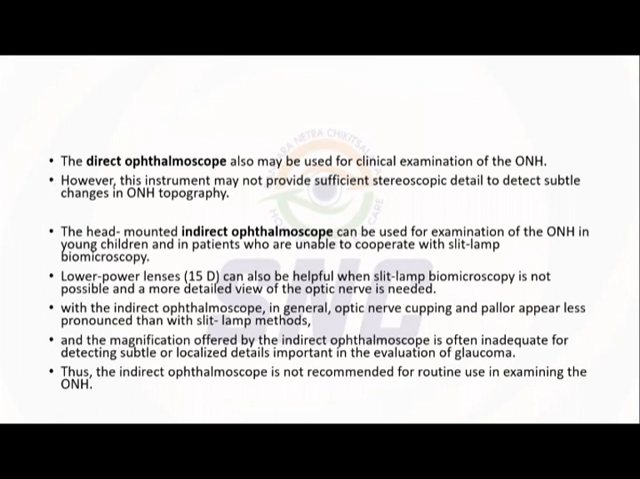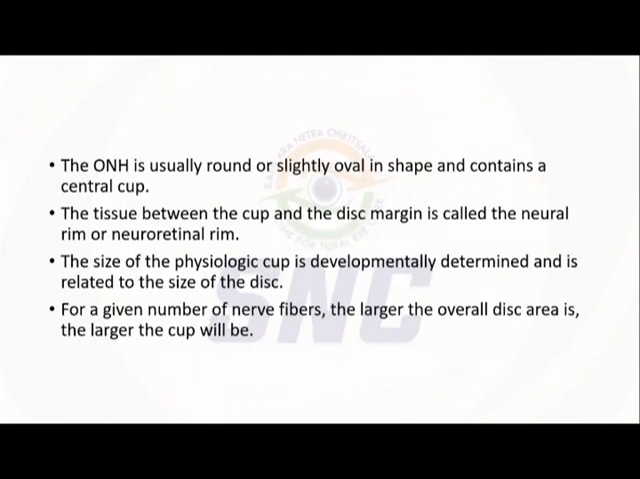So indirect ophthalmoscopy is not recommended for the routine examination of the optic nerve head in glaucoma. The ONH is usually round or slightly oval in shape and contains a central cup. The tissue between the cup and the disc margin is called the neuroretinal rim or neural rim. The size of the physiologic cup is developmentally determined and is related to the size of the disc. For a given number of nerve fibers, the larger the overall disc area, the larger the cup will be.